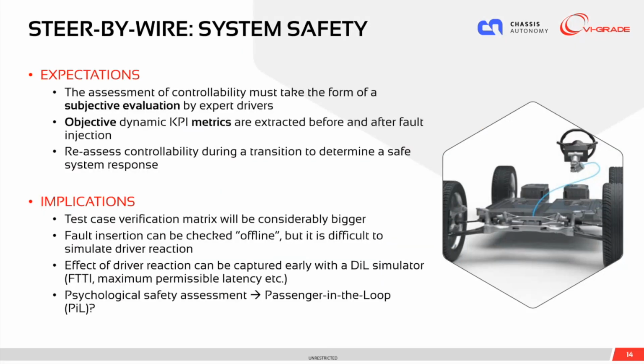Now, what are the expectations from these steer-by-wire standards? The standards expect that the assessment of controllability, remember the definition from before, the ability of a vehicle to avert a certain disaster through timely action, must take the form of a subjective evaluation by expert drivers. You should also be able to extract objective KPIs and metrics before fault injection and after fault injection. And you have to reassess controllability during all your transition strategies and degradation modes to determine a safe system response.